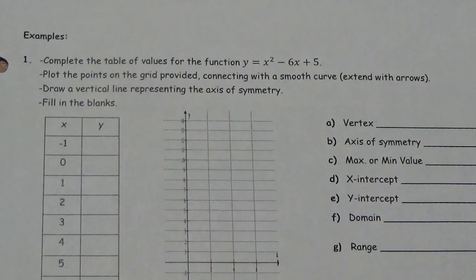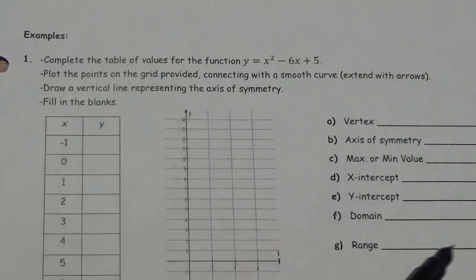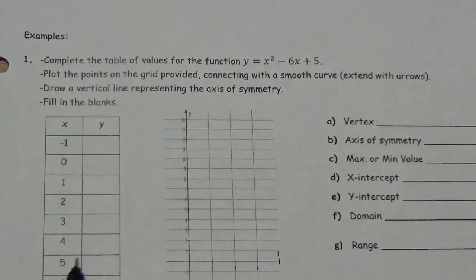Okay, so now what we're going to do is go through just a couple of examples where we're looking at a parabola, a quadratic function, and we're grabbing the different characteristics of the parabola and putting them off to the side. We're just being deliberate about finding them.